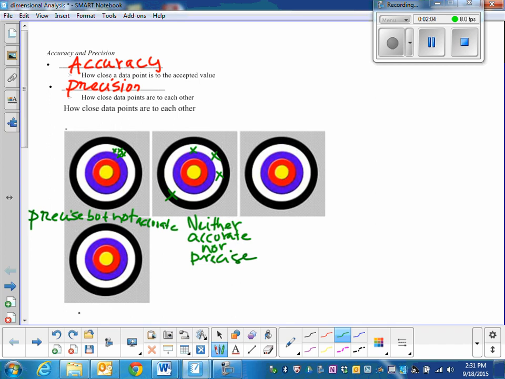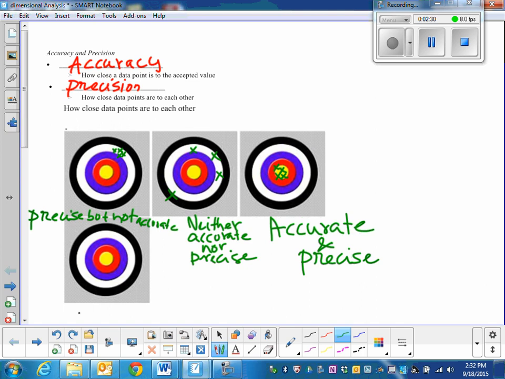Now, I throw my third set of darts and they all land here. What can you say about my data points? They're both accurate and precise. They are accurate and precise.